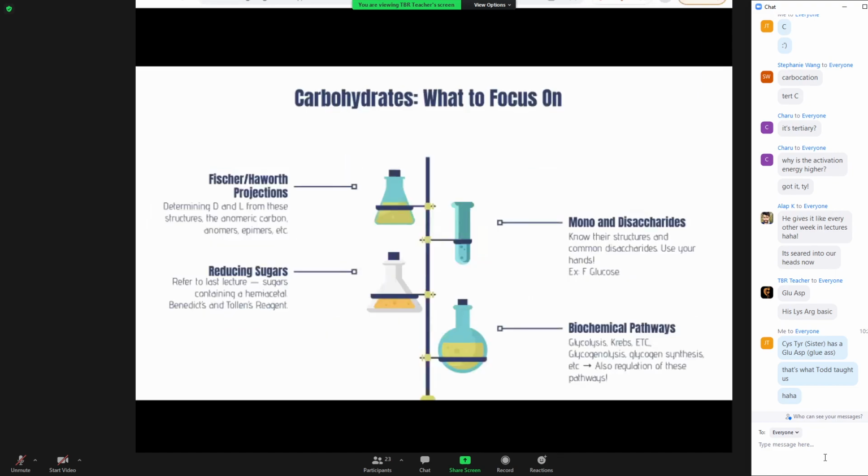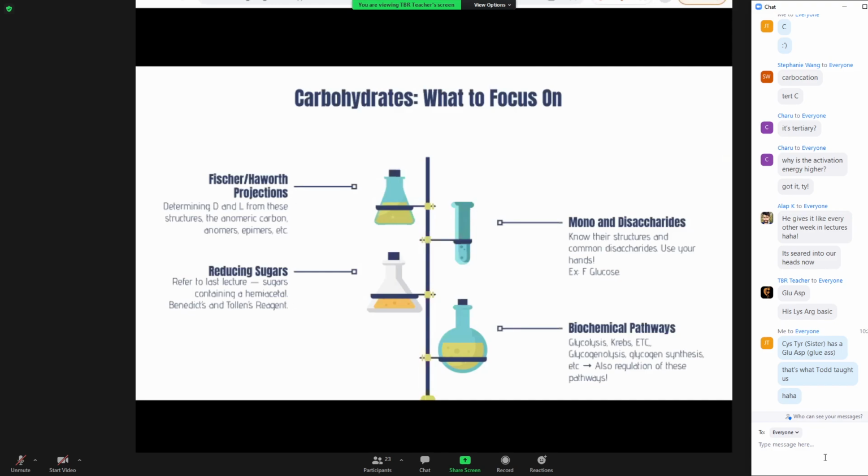And then carbohydrates, what to focus on. Definitely understand how to read Fischer and Haworth projections, being able to determine D and L from these structures, the anomeric carbon, anomers, epimers. Just know how to look at these structures and be able to determine whether you have an alpha or a beta bond, and feel free to look back on your old notes if you need a refresher on that, and I'll be sharing my cheat sheets regarding that soon.